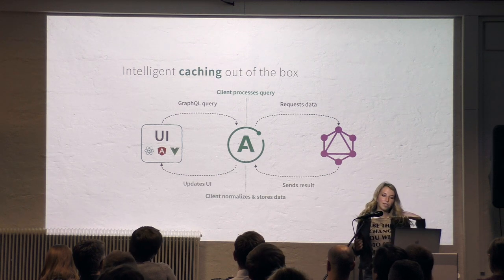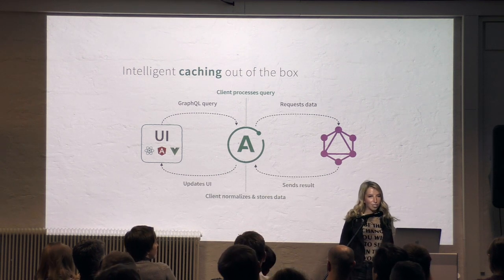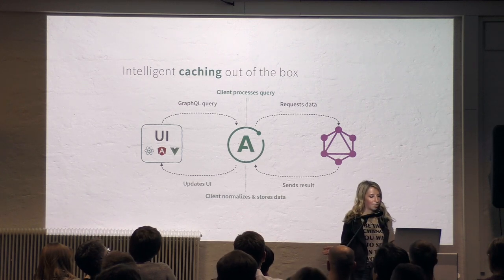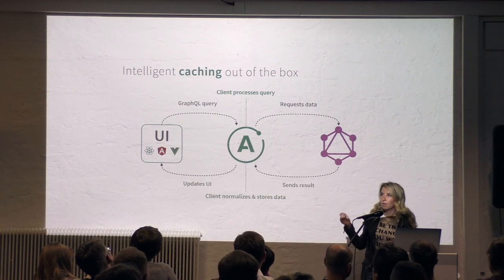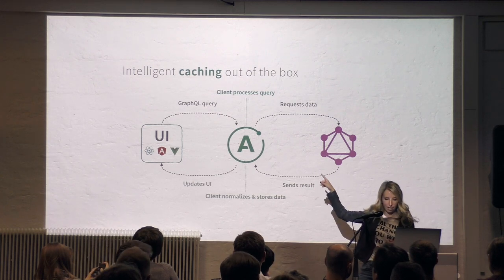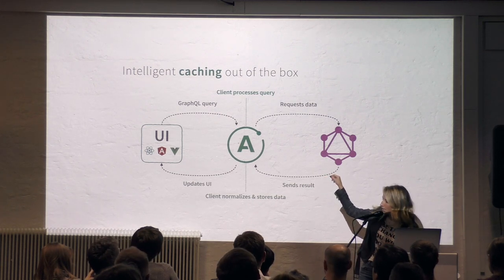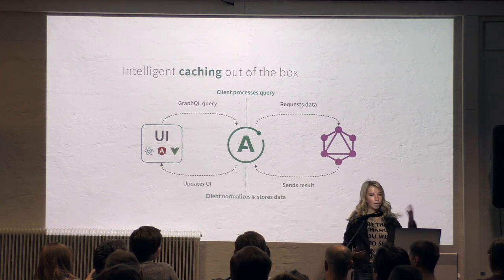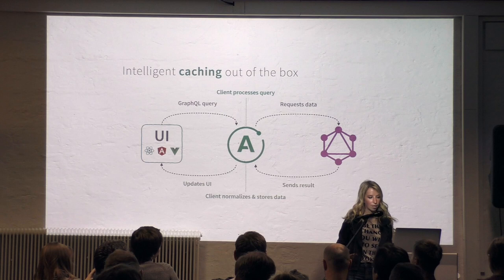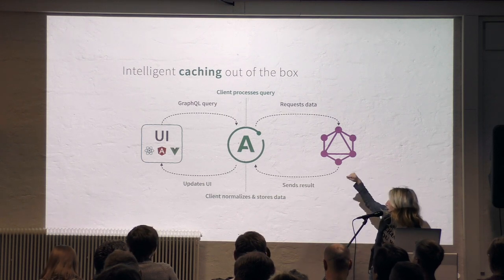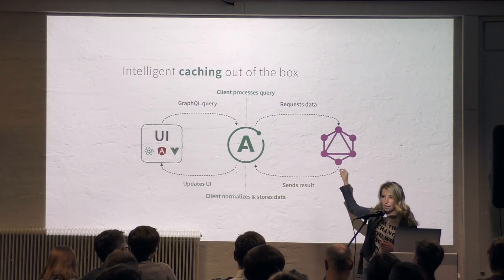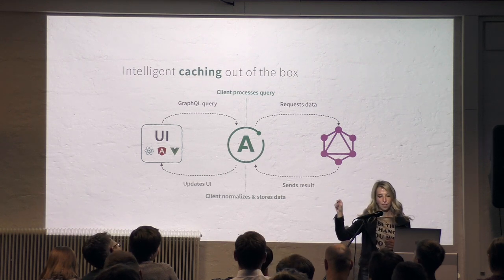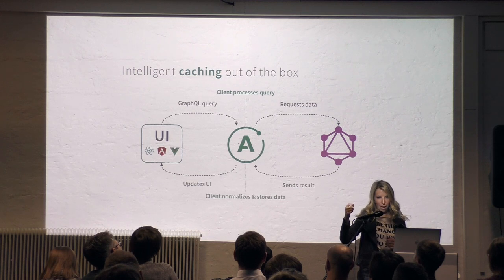One of the best features of Apollo is that it actually caches your data for you. So let's break down what's happening when you're requesting data. From your UI, you send a query, and Apollo Client processes that query. When we process it, we add fields like type name, and then we omit any fields that are already in the store. Then Apollo fetches the data from your GraphQL server, and once the result comes back, Apollo normalizes the data for you, stores it, and then pushes the result back to your UI.